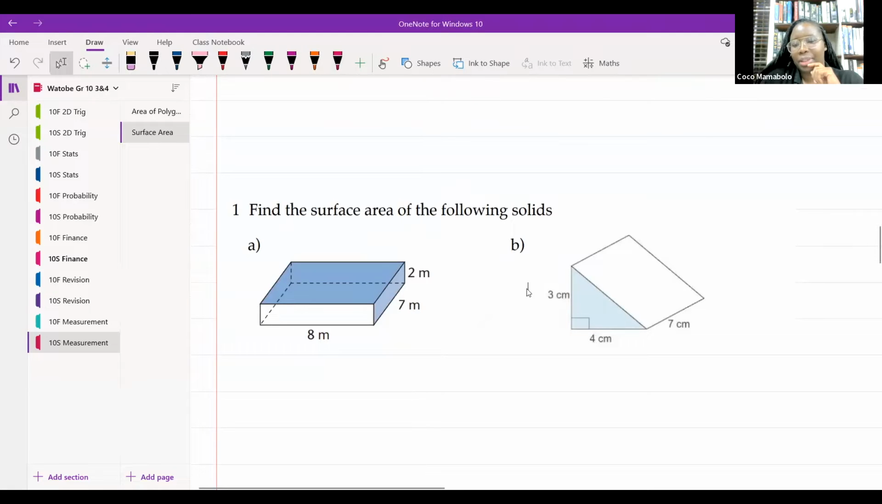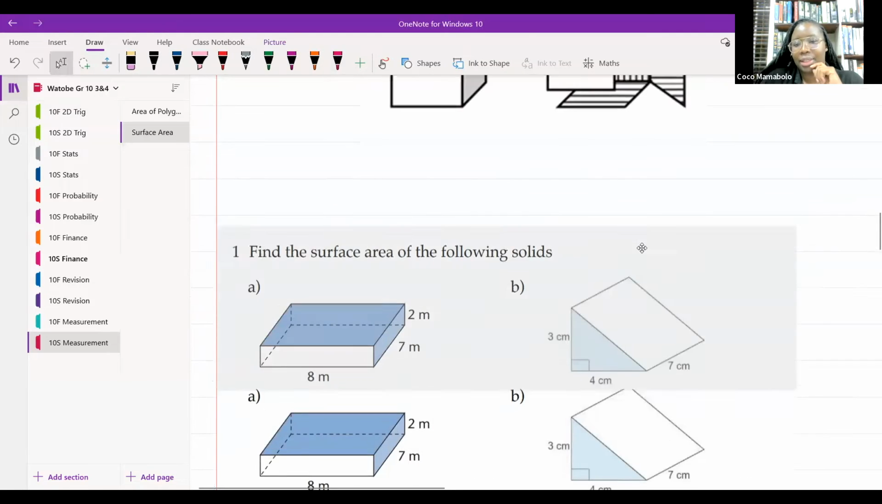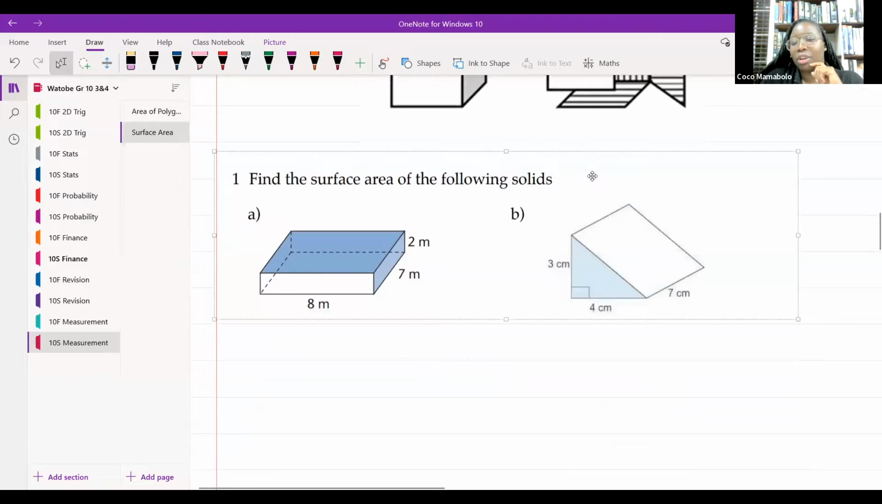Let me move it up. We're going to need some space, I realize. Okay. We're going to be calculating the surface area of this first shape, 1A and 1B. Who can tell me what is the name of this first shape? This shape that we've got here in A. What is this 3D shape? Who knows?